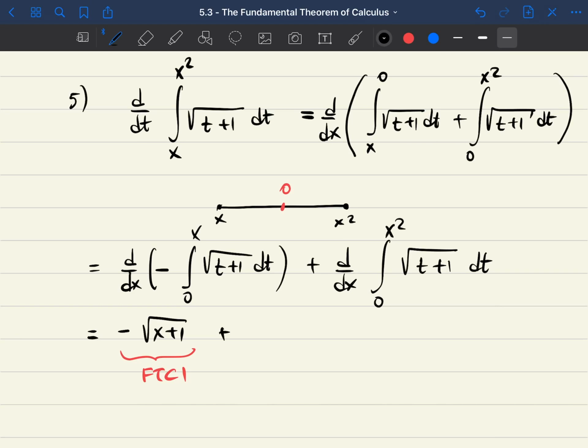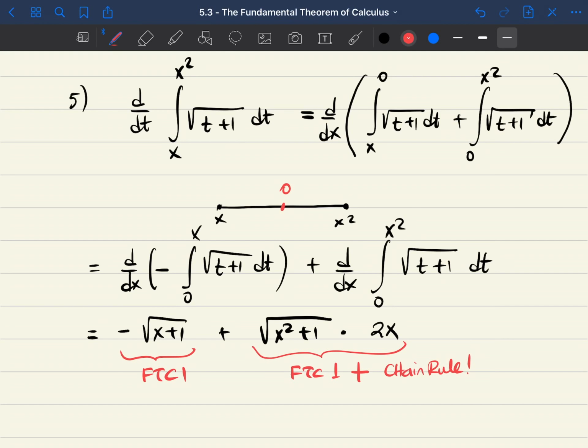Plus root of, now instead of t here, you put x squared. So I have x squared plus 1 times the derivative of x squared, so times 2x. Okay? This is now FTC1 plus chain rule. Okay. So I hope this is clear.